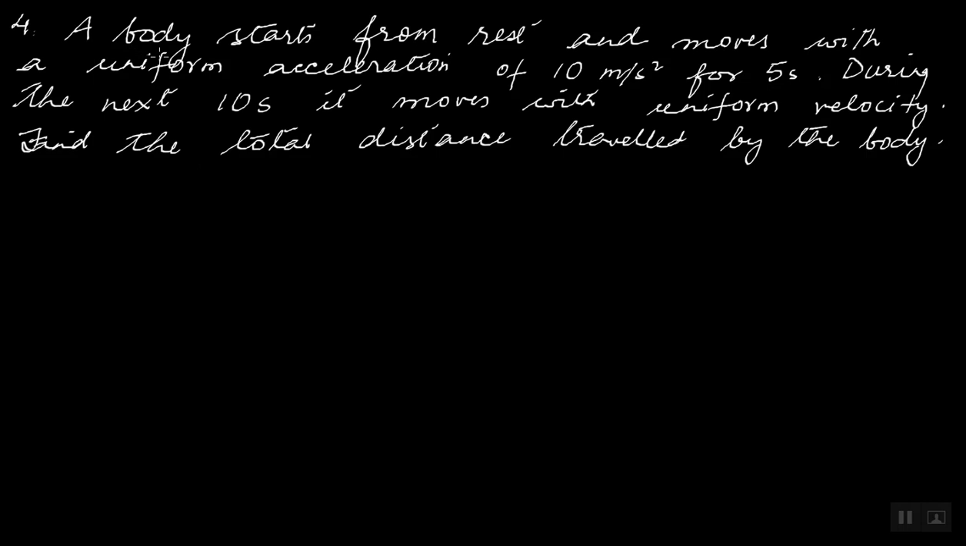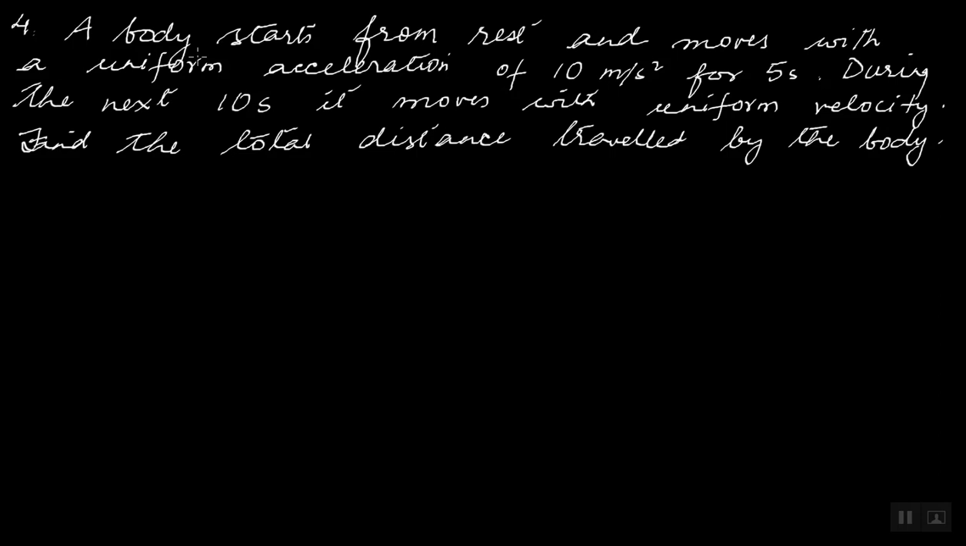So in this problem, a body starts from rest and moves with a uniform acceleration of 10 meter per second square for 5 seconds. During the next 10 seconds, it moves with uniform velocity. Find the total distance traveled by the body. Okay, so here, how do we do such a problem? All right, so it's quite easy for us to draw the graph, to use the graphical method.